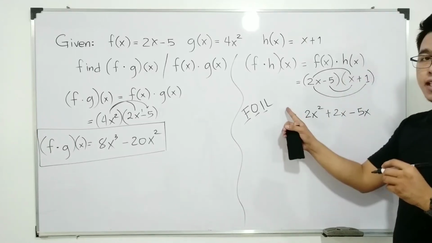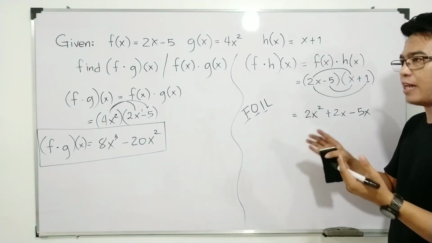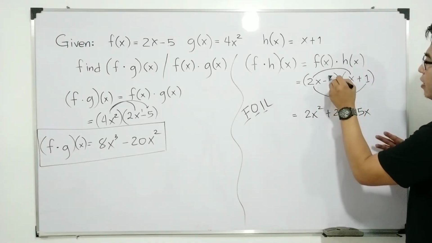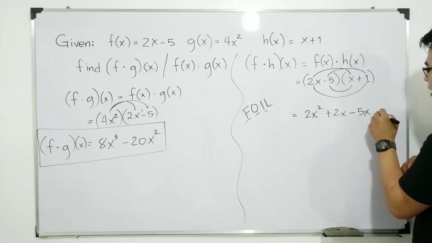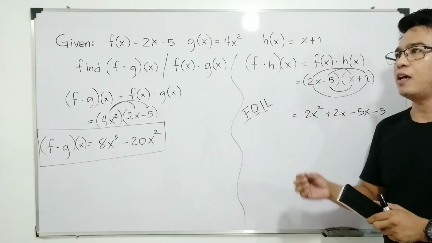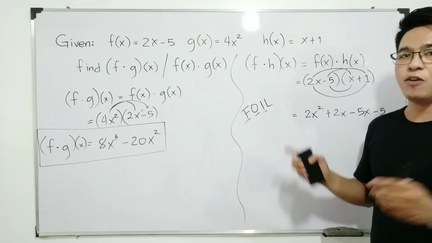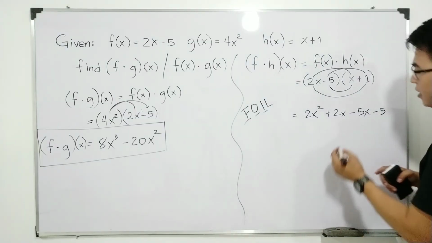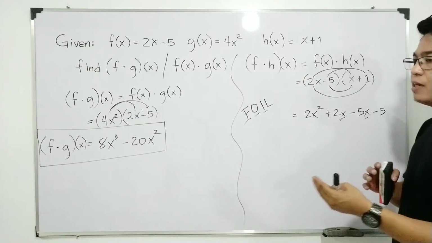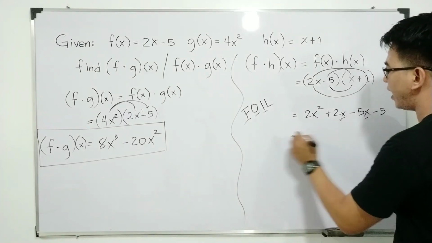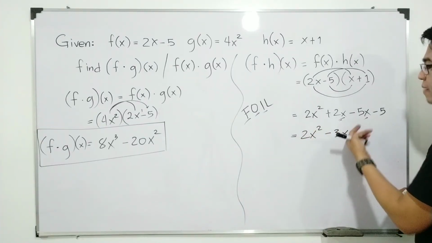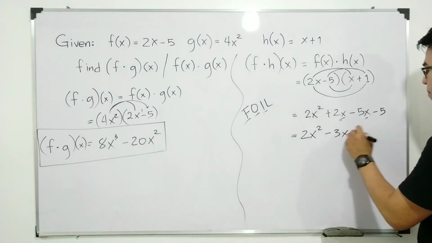And lastly, we have the last terms. Sinabi ng last terms, mga huling terms sa dalawang binomial. We have negative 5 and 1, and their product is simply negative 5. Ngayon, hindi pa tayo tapos. When it comes to FOIL method, laging dalawa na sa gitna, ay kailangan nyo sila i-combine kapag pareha sila. Since, mapansin nyo, we have here 2x and negative 5x, we can combine them kasi like terms sila. So, to simplify, you have 2x squared minus 3x because 2x minus 5x is 3x and then minus 5.